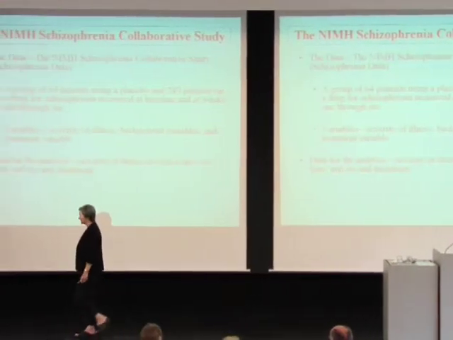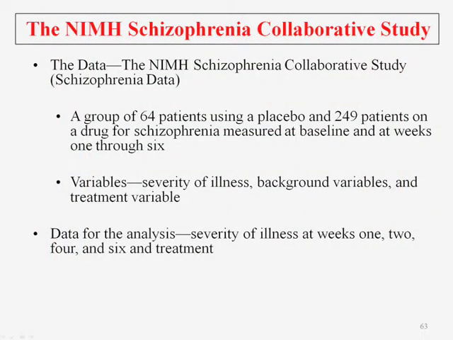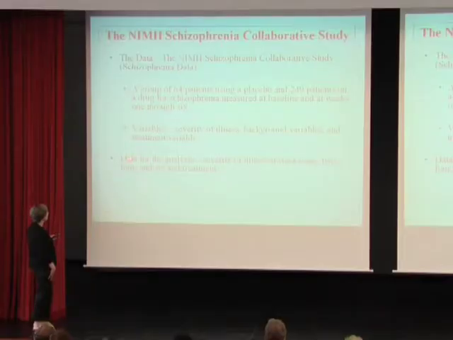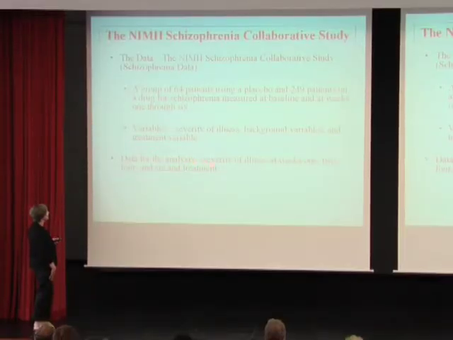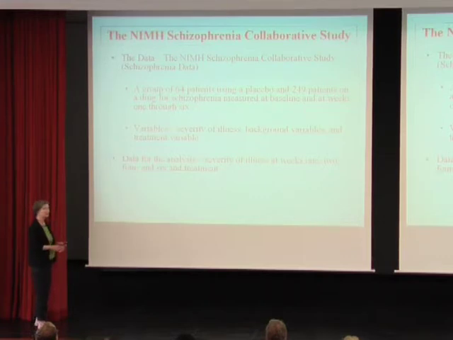So the example looks at schizophrenia data from the NIMH Schizophrenia Collaborative Study. And we have 64 patients who use a placebo and 249 on a drug for schizophrenia. We measure them at baseline and at weeks 1 through 6. The analysis we're looking at is the dependent variable is severity of illness at weeks 1, 2, 4, and 6. And you'll note that these are not equidistant measures.